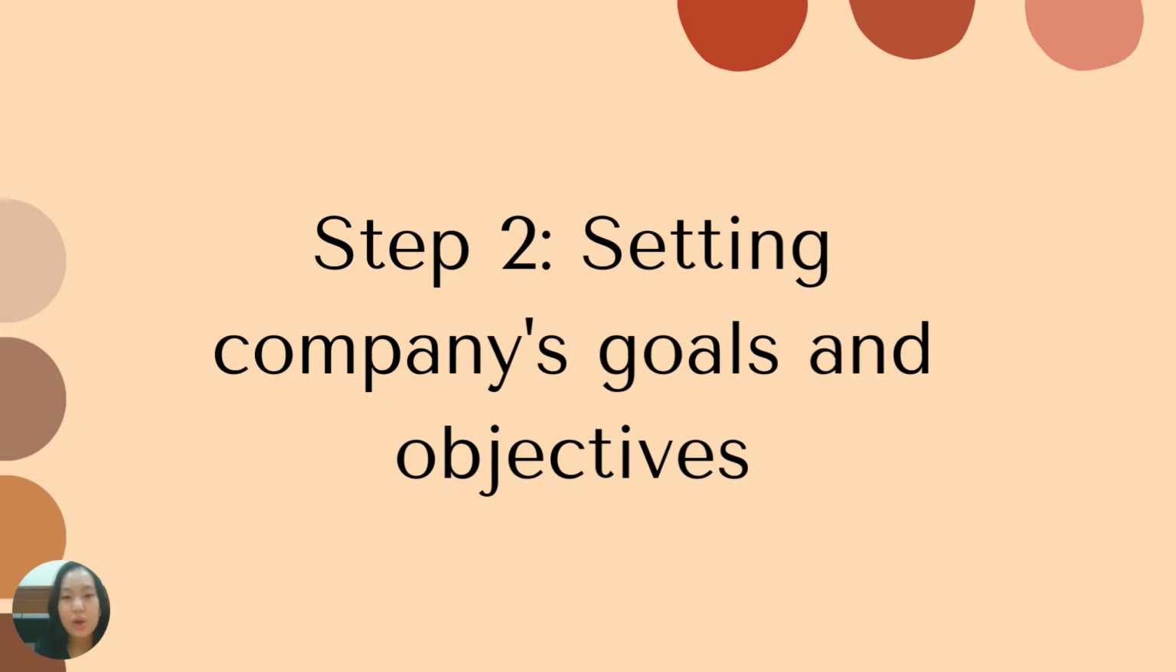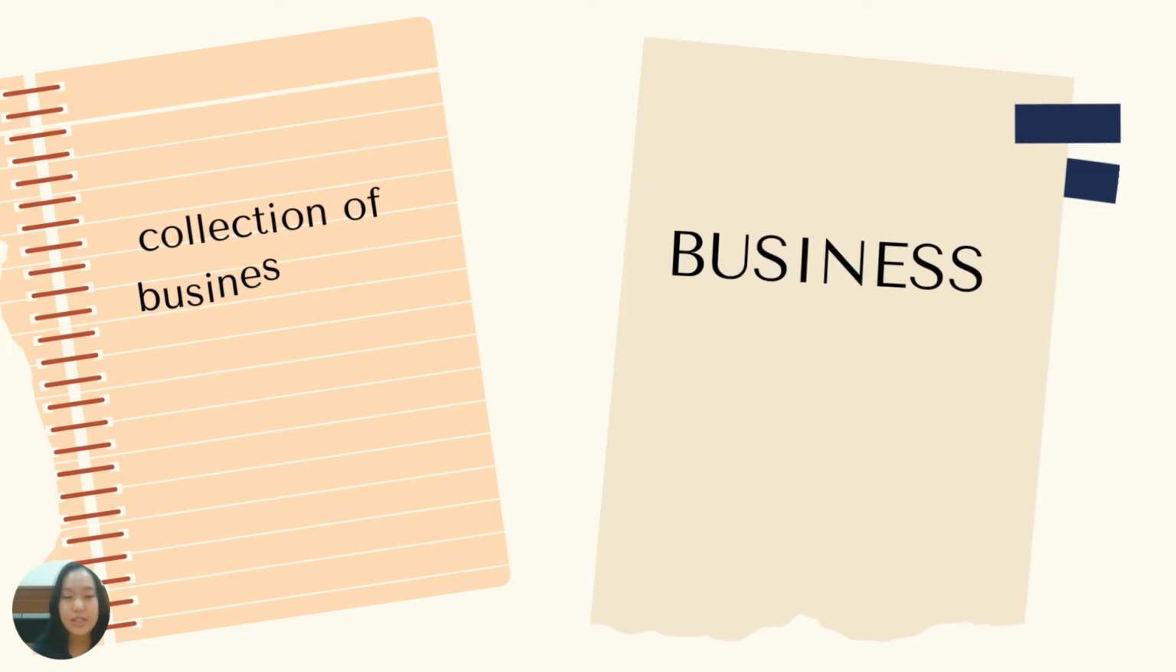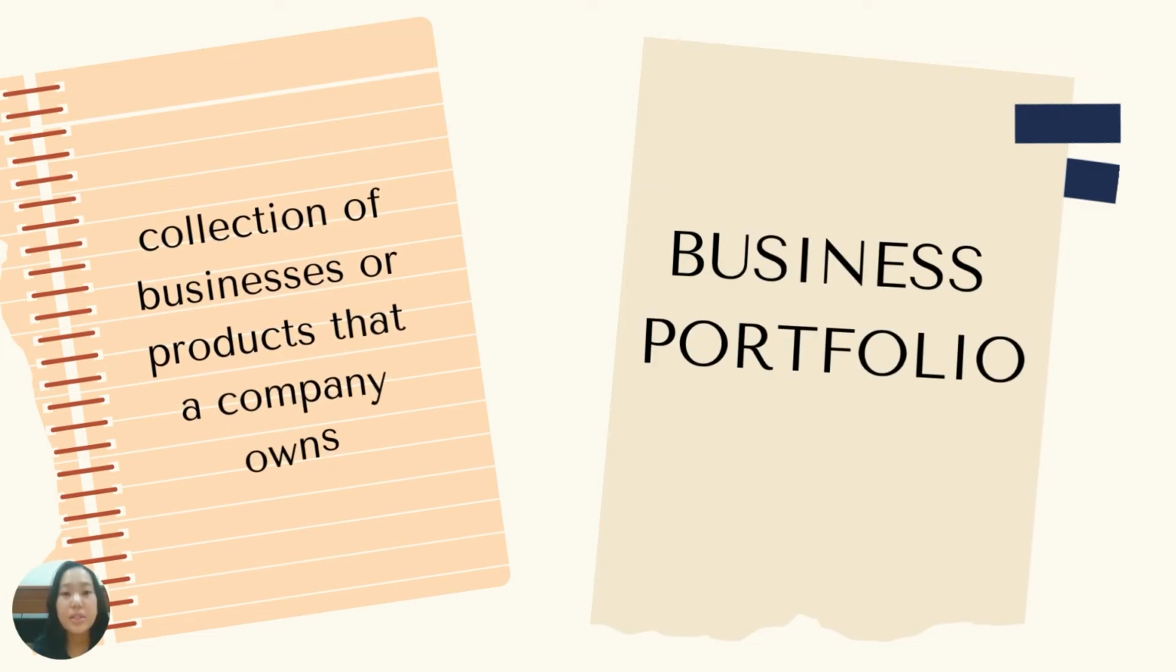The second step after defining the mission of a company and declaring it is setting goals and objectives. Goals and objectives are tasks assigned to different people and teams in order to achieve the bigger goal, the mission of the company. Well, this leads us to the next step, to design a business portfolio. What is a business portfolio then? A business portfolio is a collection of businesses or products that a company owns.